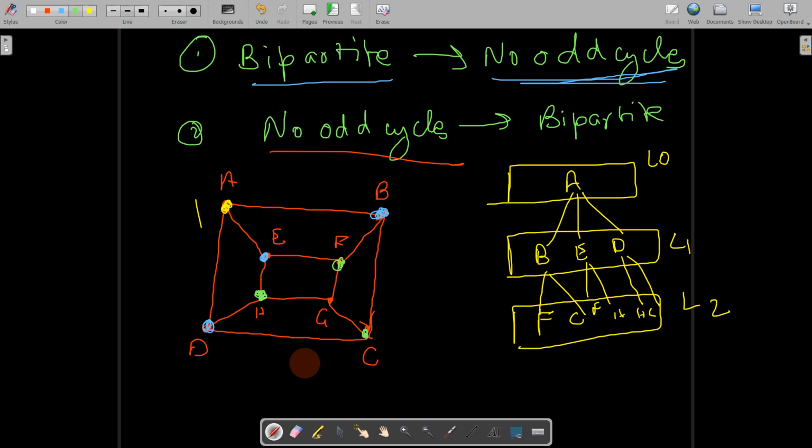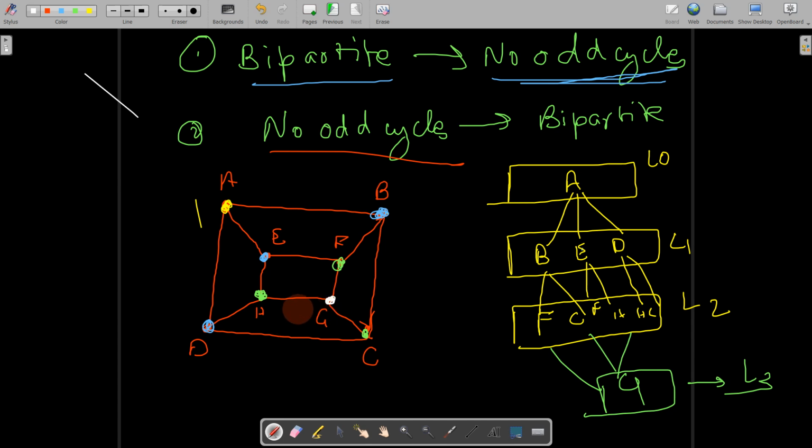Okay, one vertex G is left out. So G is adjacent to F and H, right? So that would be at level 3, right? F, C and H all are adjacent to G. This is level 3. Okay. We use another color. So all the yellow is at level 0, the blues are at level 1, the greens are at level 2 from A, and the white is at level 3 from A.